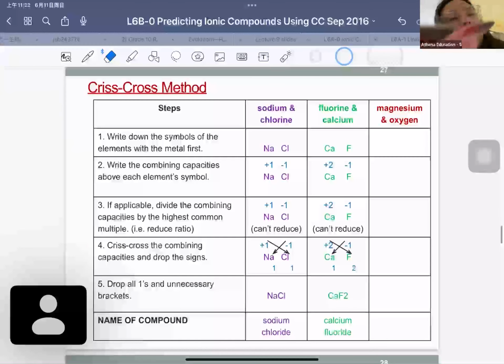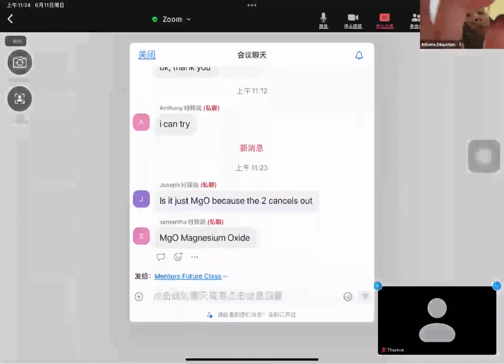No, no questions. Okay, last one, magnesium and oxygen. I'll give you guys 2 minutes to try magnesium and oxygen. I don't need to see the process. I just want you guys to post the answers in the chat. Everybody needs to post their answers in the chat, so I know that you know how to do this. All right, magnesium and oxygen. Okay, 2 minutes. Okay. Time's up. Let's see the answers.